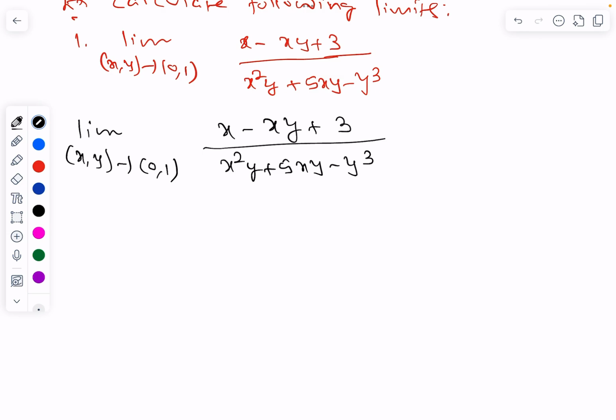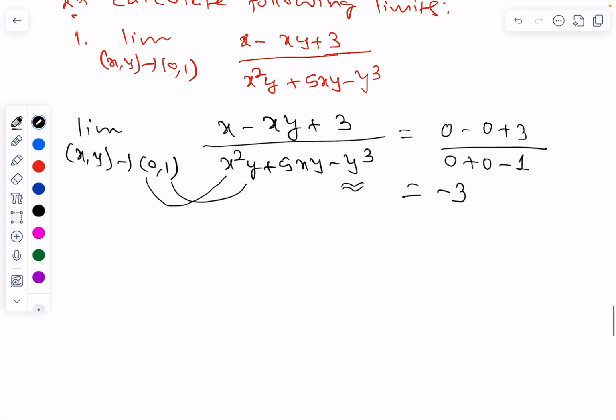Here we can plug in the value if the denominator does not become 0. By plugging x equals 0 and y equals 1, we can see that the denominator will not become 0. So x is 0 and y is 1. So the answer is minus 3.